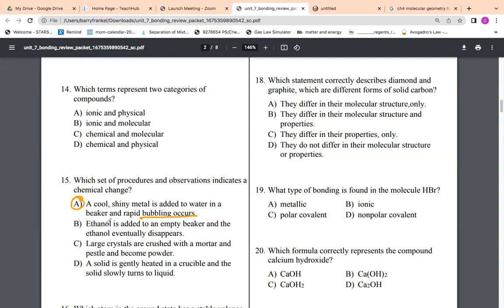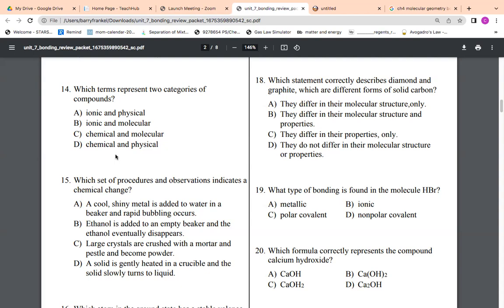If you look at the other ones, B: ethanol is added to an empty beaker and the ethanol eventually disappears. This is because it's evaporating. That's a physical change. C: large crystals are crushed with a mortar and pestle and become powder. So you're just changing the physical form, but it is still the same crystal. You haven't changed what it is, you just changed what it looks like. D: a solid is gently heated in a crucible and the solid slowly turns into a liquid. This is melting, another physical change. So A is the only one that makes any sense.